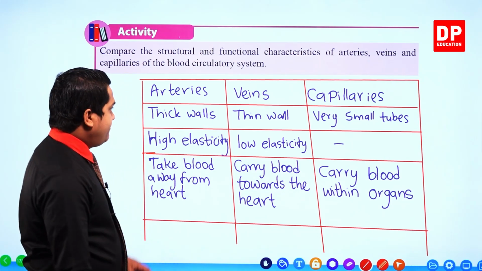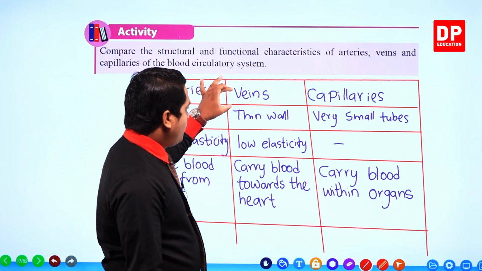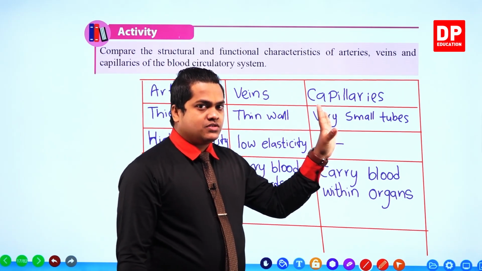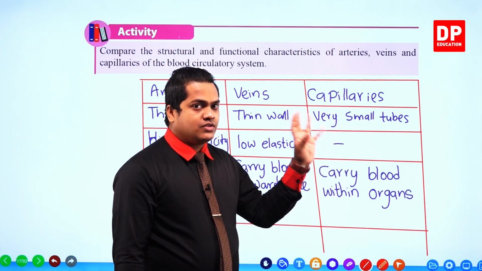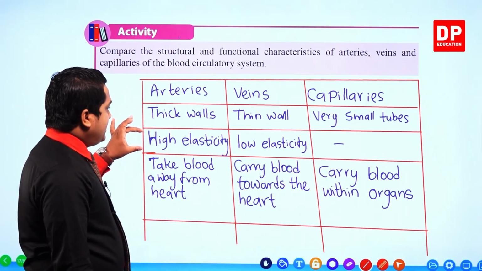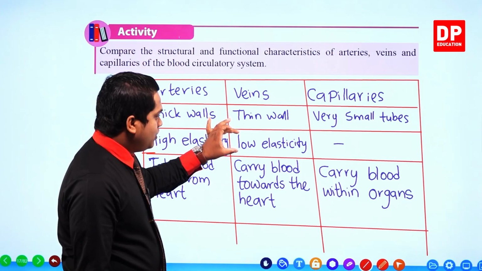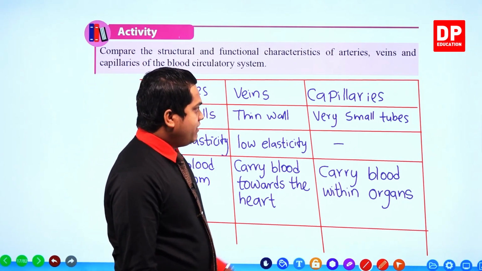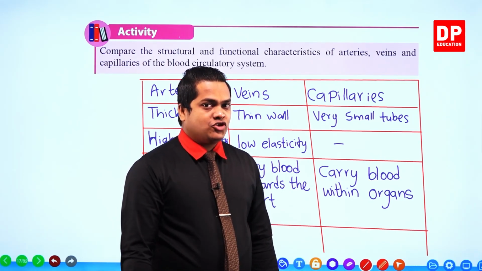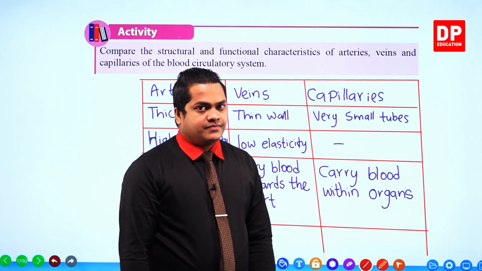capillaries. Okay, if you take the walls of arteries, they have thick walls, and walls of veins, they have thin walls. Capillaries are very small tubes that distribute blood within the organs. Then if you take the elasticity, arteries have high elasticity, veins have low elasticity, but in capillaries, I haven't mentioned the elasticity because they distribute blood within the organs, right?